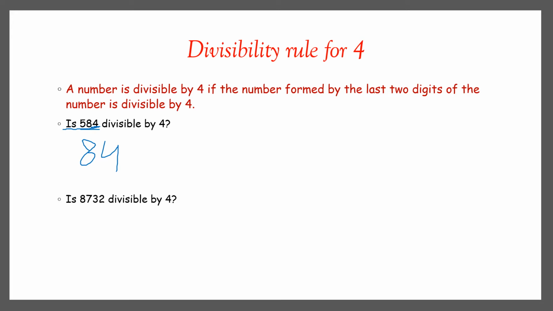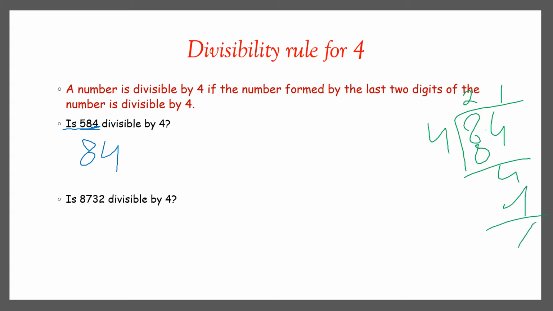So let's see for 84, we can check it by dividing 84 by 4. 4 twos are 8, 4 ones are 4. So the remainder is 0. It means that yes, 84 is divisible by 4, and we get 21. So 584 is divisible by 4.